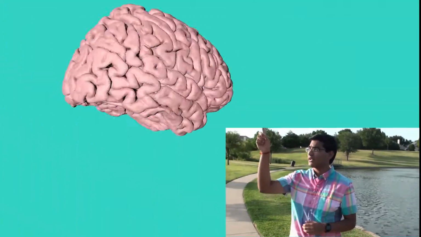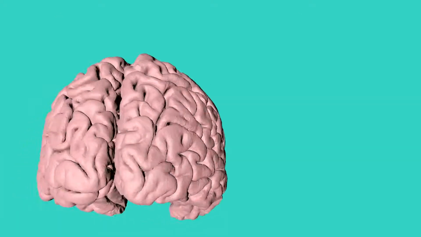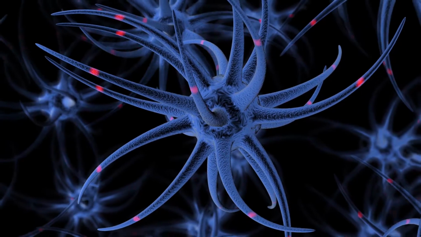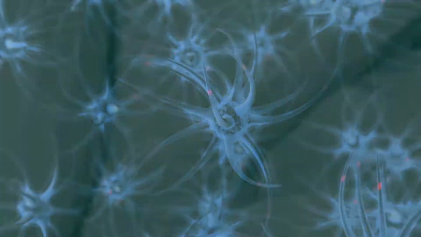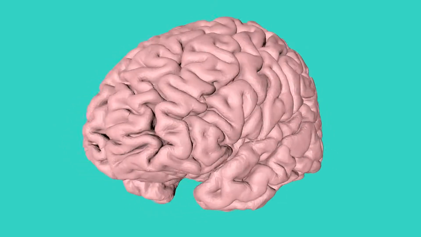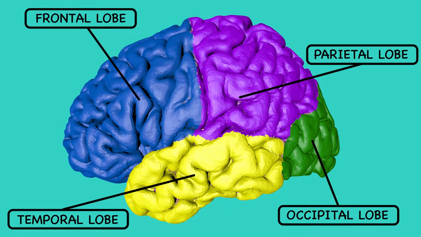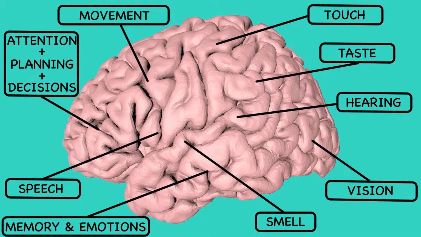But how does the brain identify a face? Well, the brain is the most complex organ in the body, consisting of a network of around 100 billion neurons that share information by sending and receiving electrical signals. Neuroscientists have made it easier to study the brain by splitting the organ into 2 cerebral hemispheres and 4 main lobes, which are then each subdivided into functionality-specific regions.